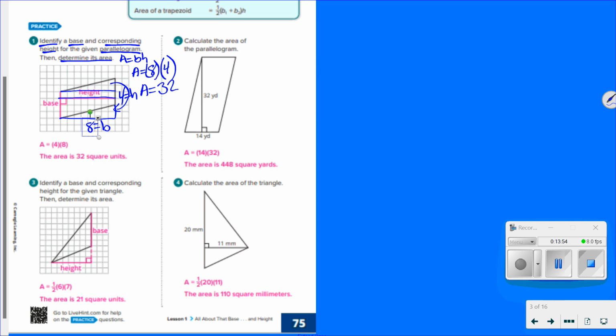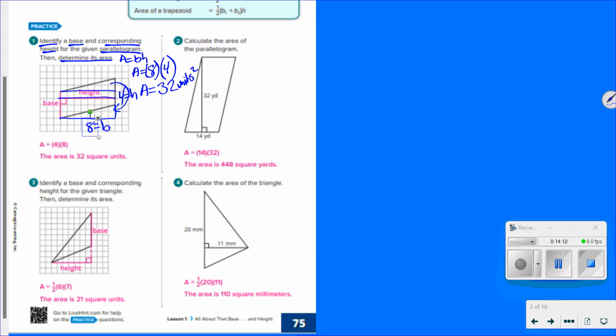Does this have a unit of measurement on it? So we are going to say it's units squared. Please make sure you have all components down on your paper.